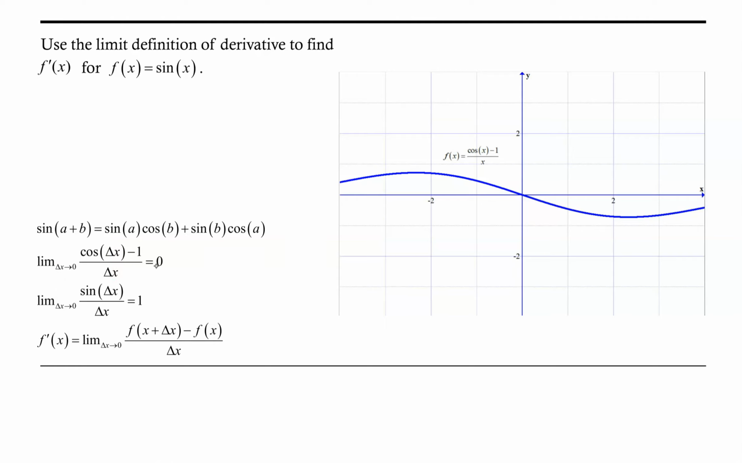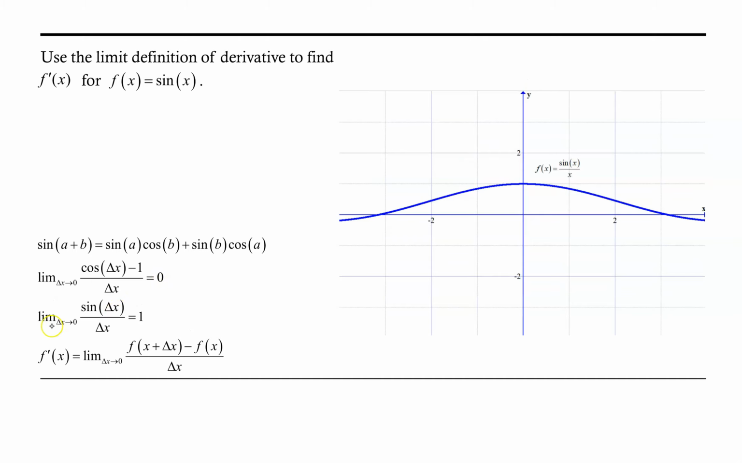Now, just to convince you of the validity of that limit, we have here on the right the graph of cosine of x minus 1 over x. We can see that as x gets closer and closer to 0, this function gets closer and closer to 0. So you should be fairly well convinced that the limit as delta x goes to 0 of cosine of delta x minus 1 over delta x equals 0. From both sides of x equals 0, the limit of the function equals 0.